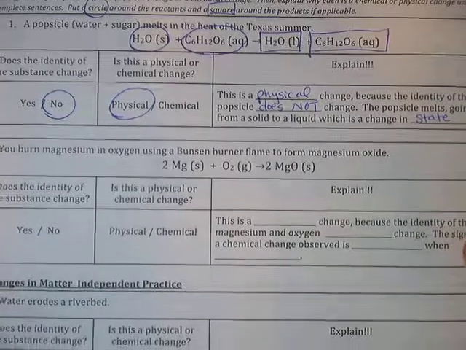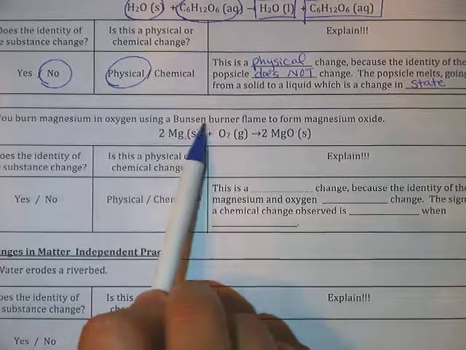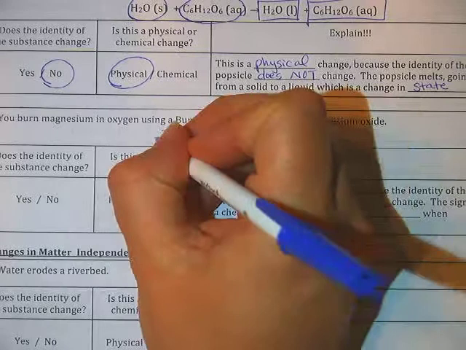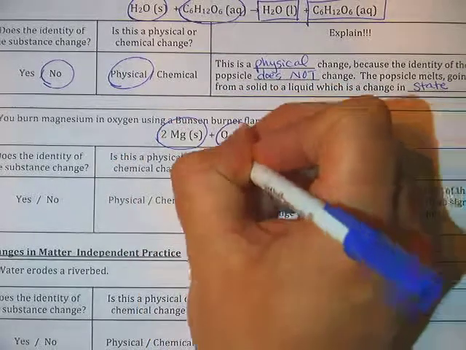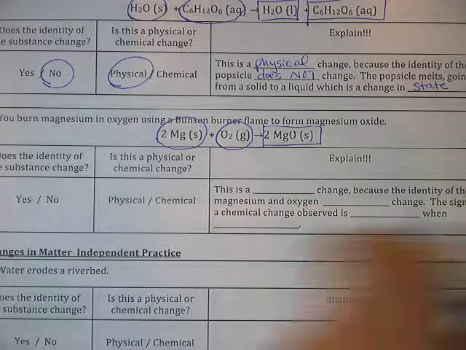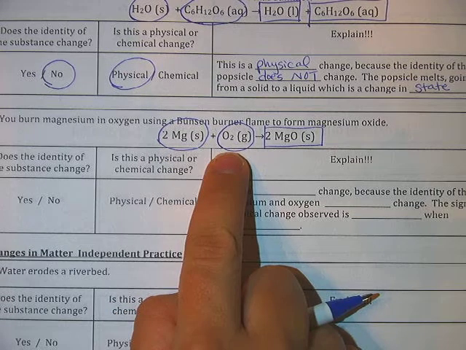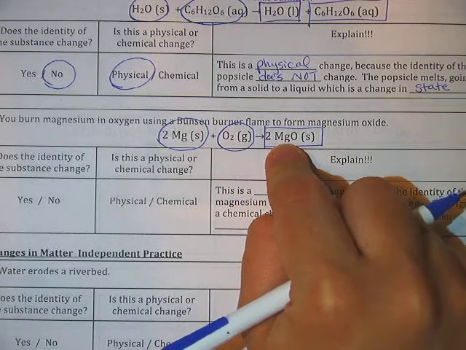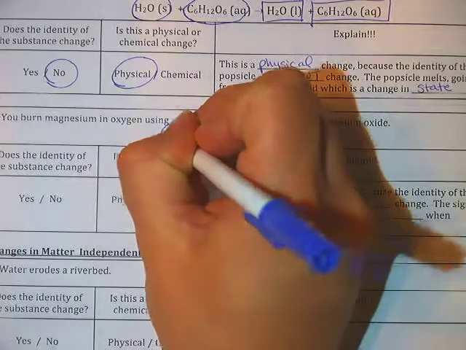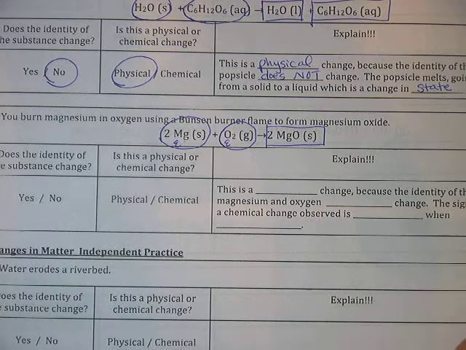Looking at number 2, you burn magnesium and oxygen using a Bunsen burner flame to form magnesium oxide. Again, we have a reaction, so I'm going to circle the reactants. I'm going to square the products. And looking at this, I've got magnesium and oxygen. And at the end, I've got MgO, magnesium oxide, which, remember, this is an element, I know, because there's only one capital letter. This is also an element, I know, because there's only one capital letter.